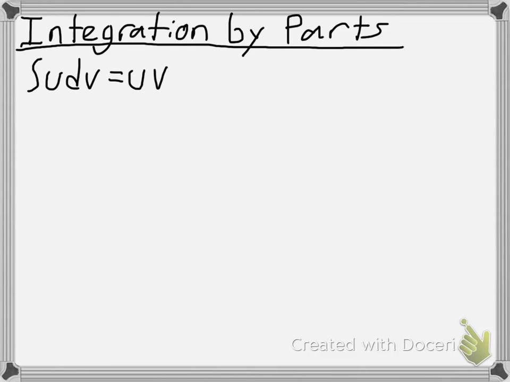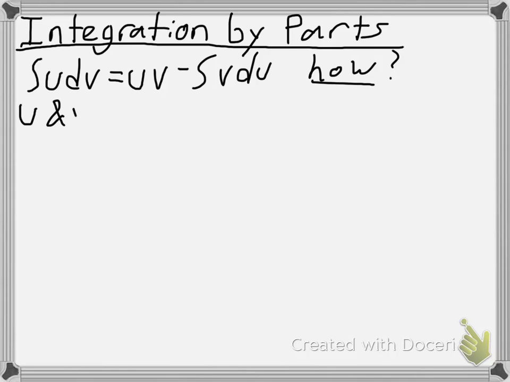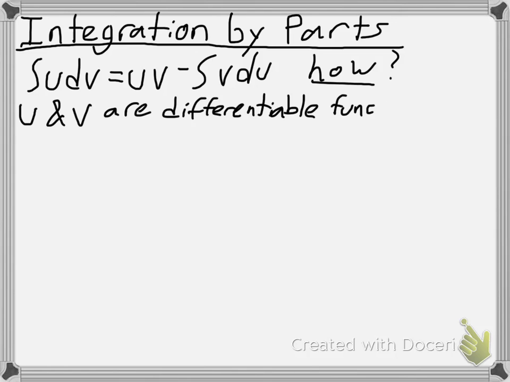So integration by parts can be shown with the equation: the integral of u dv equals uv minus the integral of v du. But how do we figure this out? Well, first off, u and v are differentiable functions of x, and we find the equation above through the product rule for differentiation.